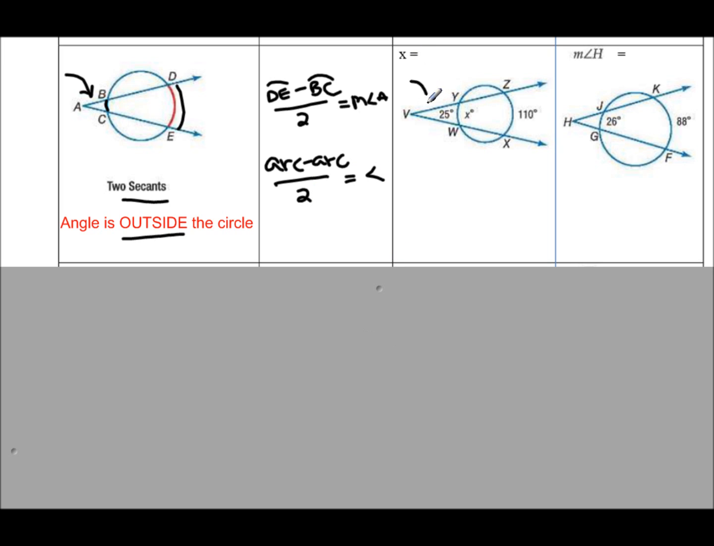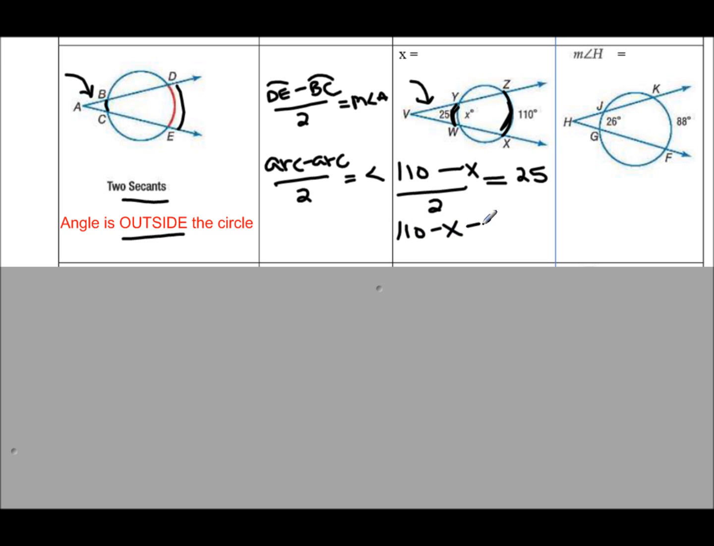So the first example, we have the angle formed by two secants, and it is outside the circle. So just like money out of your pockets, we're going to subtract. In this problem, we're going to take away the money that's inside your pockets, and we're going to do that by taking the large arc minus the small arc, dividing by 2, and that'll give us the outside angle, which is 25 degrees.